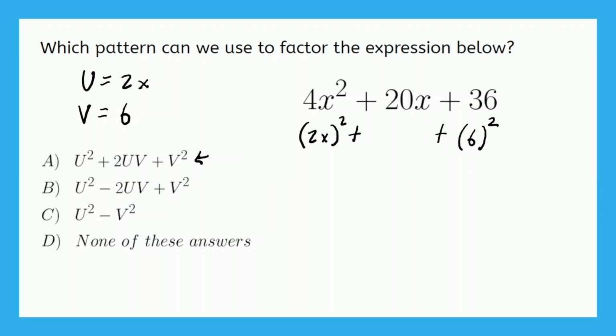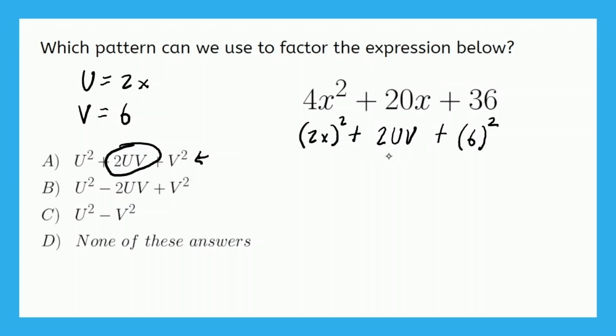Now we need to find out what is the value of 2 times u times v, just like we have right here. If our simplified expression of 2uv is 20x, then once again we know the answer is A.